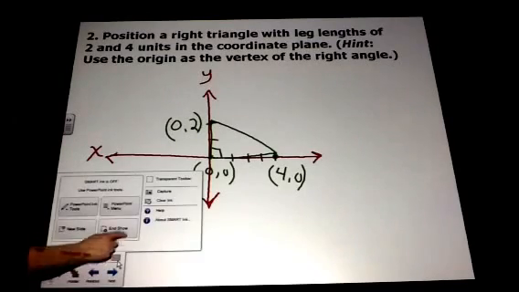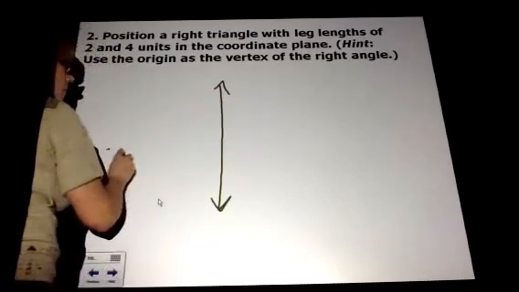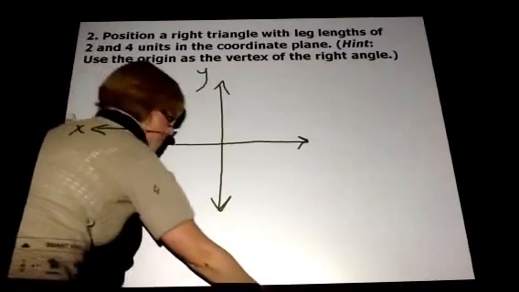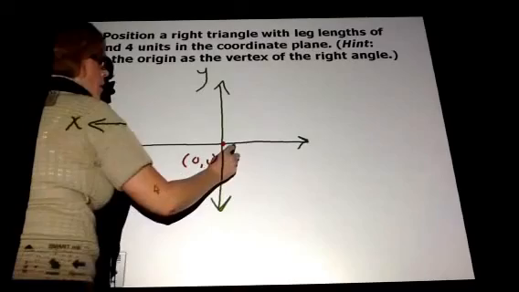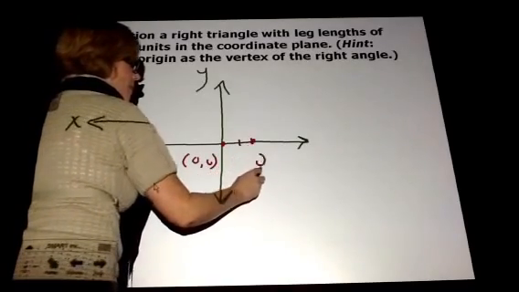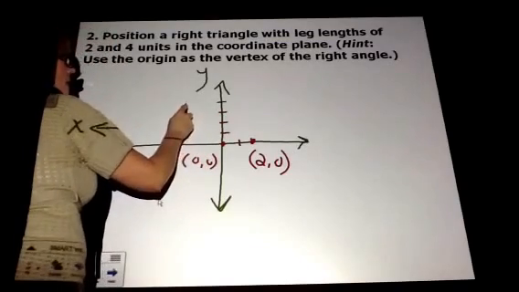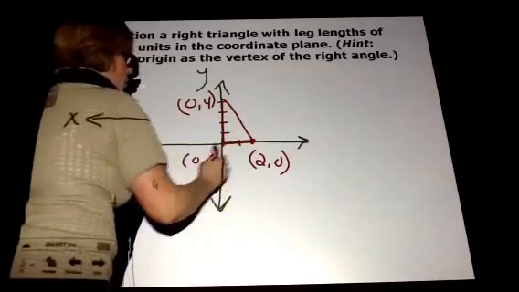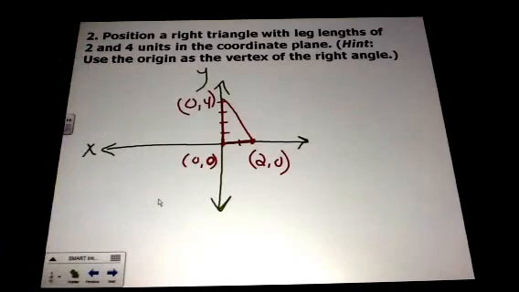Now, could we have done it the other way? Yes. We could have gone 2 here, and we could have gone 4 here. You still have a right triangle with legs of 2 units and 4 units.